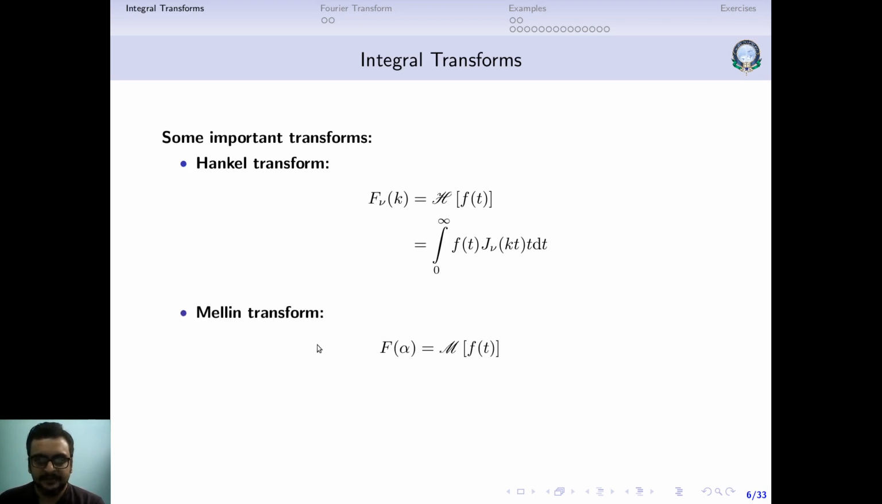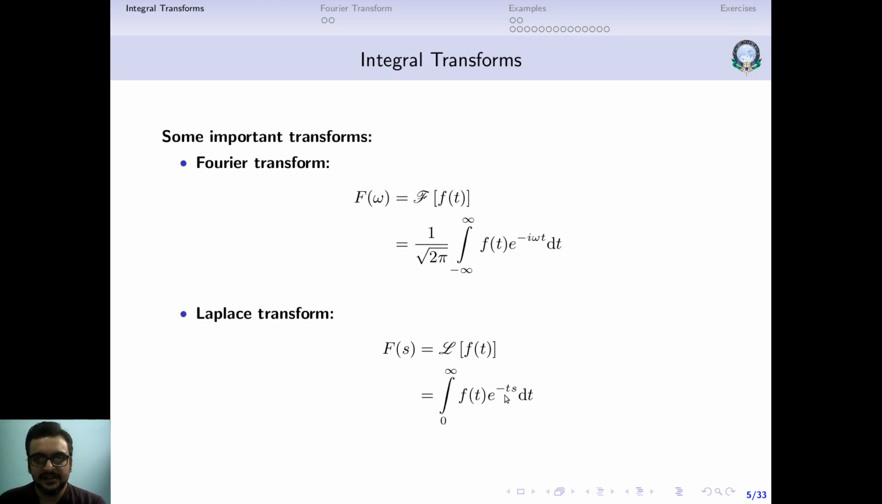And finally we have another example, which is known as the Mellin transform. The operator symbol is given as M, and it takes us from T space to an alpha space, and this is how the Mellin transform is evaluated. And Mellin transforms are very commonly used in the distribution of products and quotients of random variables in probability theory, and are also widely used in finance and in geophysics problems.